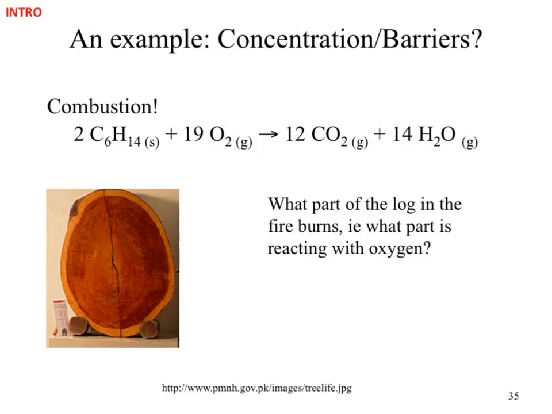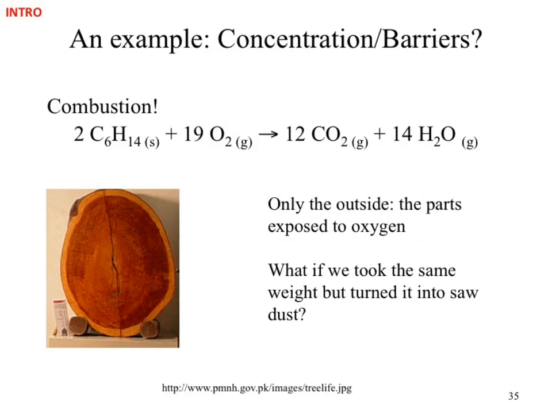If I break up the pieces into smaller, I have more surface area. The concentration actually goes up. So I'm changing the amount of a species that's actually reacting. Okay, so we can tweak our concentration by changing the phase. So we've got a barrier to that reaction being that phase. Okay?